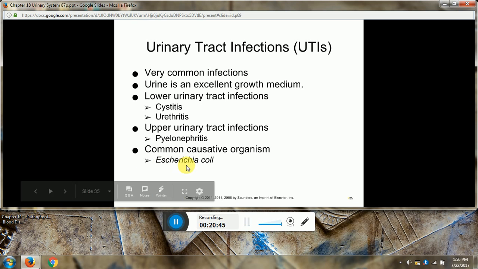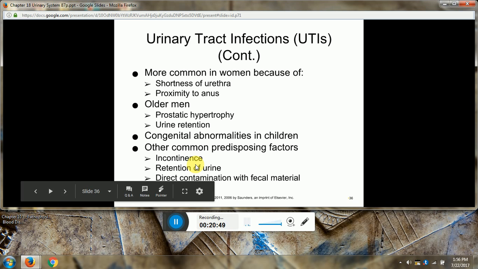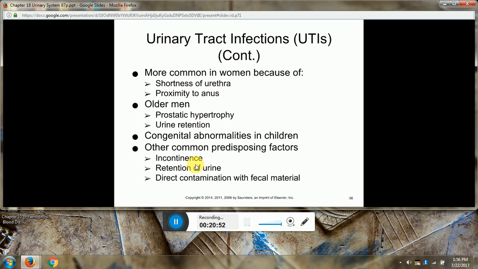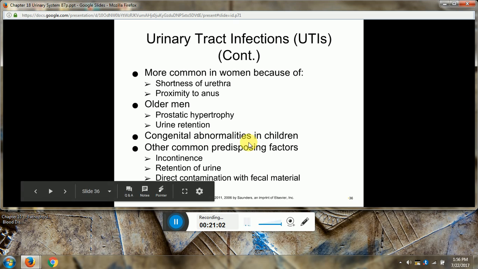The most common organism is E. coli, and we already mentioned that it's more common in females. It's also more common in older males because of prostatic hypertrophy and urinary retention caused by that. Another risk factor would be congenital abnormalities in kids. Other common predisposing factors would be incontinence, retention of urine, and direct contamination with fecal material.